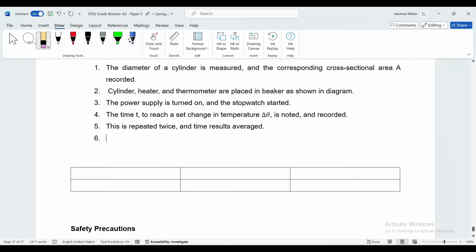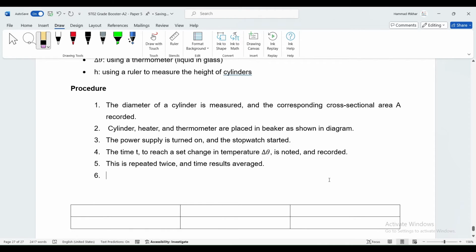Okay. What else we can do? Now we have to repeat this. The experiment is repeated with cylinders of different diameters, and the results tabulated.